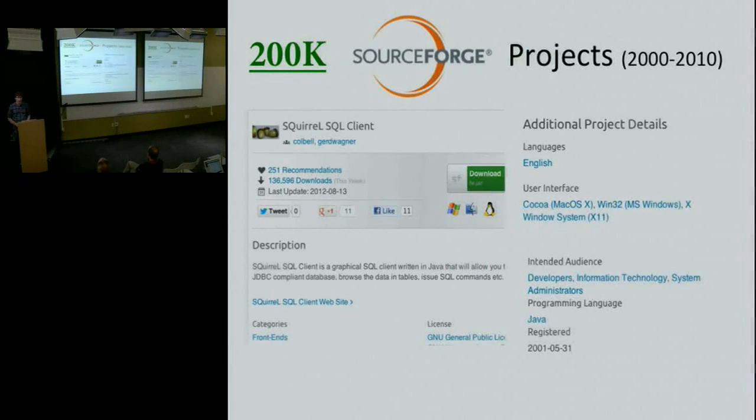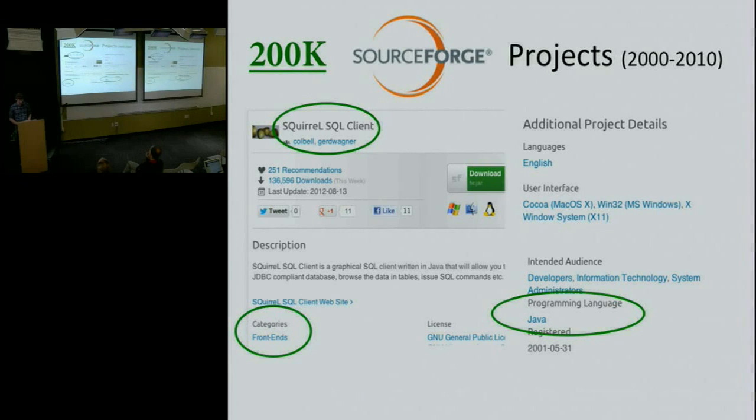So we took a look at about 200,000 projects in SourceForge and tried to understand what it means to be domain-specific. For each project, we had a few pieces of information. Here we're looking at, I guess, the Squirrel SQL client. On the bottom left, we're seeing that it's a client, a front end, so the category is front ends. And on the bottom right, we're seeing the programming language is Java. So you're going to write this type of front end in Java.